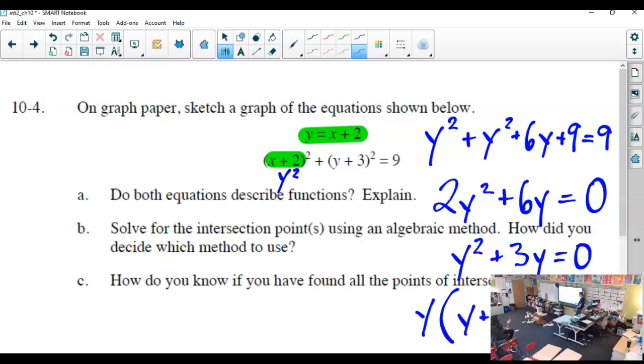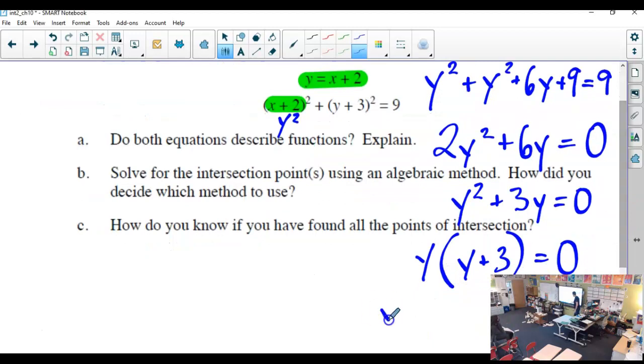Zero product property, but it's not 0 and 3. Oh, 0 and negative 3. That is so much easier. Well, it depends on your brain. There's almost always multiple ways. You choose whatever you think is the easiest.